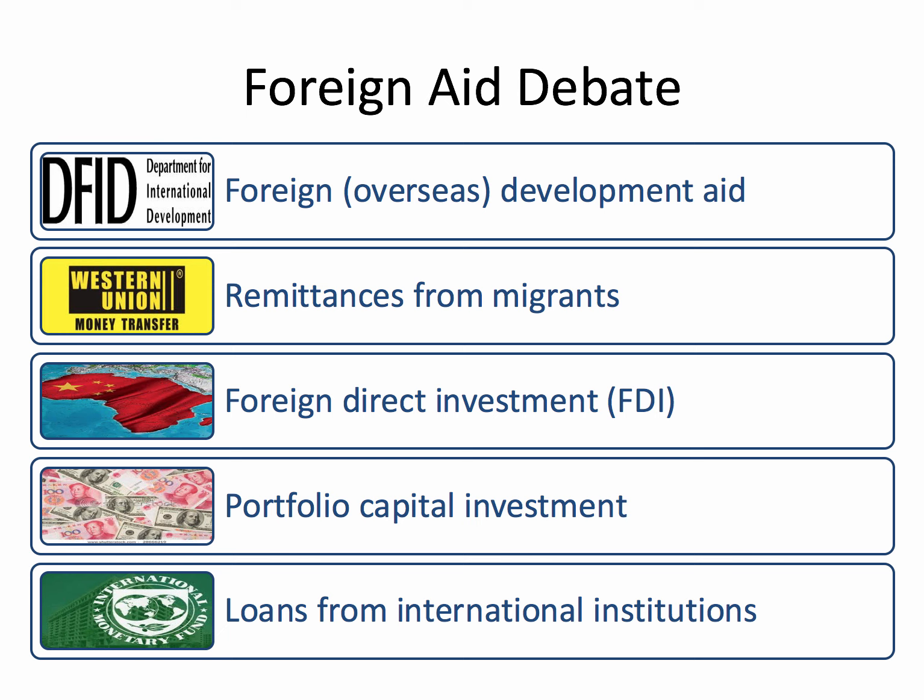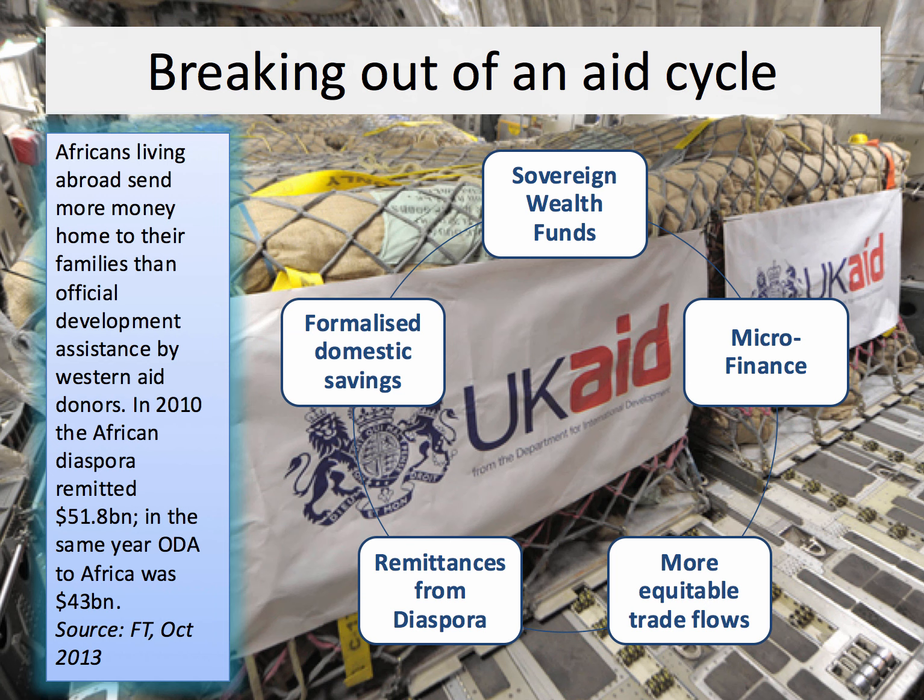Keep in mind, of course, that aid is not the only source of external finance for countries, as we've seen from the previous charts. Increasingly, developing countries are relying more heavily on foreign direct investment, remittances from migrants, and also portfolio capital investment into stocks and bond markets. The key really is how countries can break out of an aid cycle. Many have already done so. Many countries now have aid as a share of their GNI that is very low, whereas previously it used to be very high.